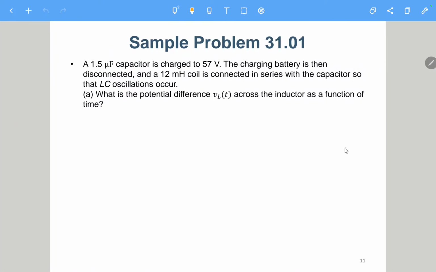Okay, so here we have a sample problem. It says a 1.5 microfarad capacitor is charged to 57 volts. The charging battery is then disconnected, and a 12 millihenry coil is connected in series with the capacitor, so that oscillation occurs. Here we have the capacitor value and the inductor value, and it's charged, so this is the initial voltage. It asks: what is the potential difference VL across the inductor as a function of time?